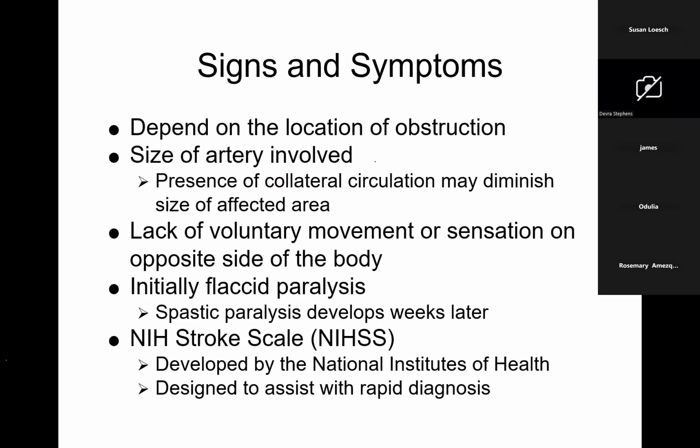The NIH stroke scale is developed by the National Institutes of Health. You'll actually be taking this when you get into med-surg. I require all med-surg students to take that, and you'll get a 2-year certification, which you can actually get paid for when you go out to get a job after you graduate. This can help you make rapid decisions on the floor about what to do should you come across someone with a stroke.